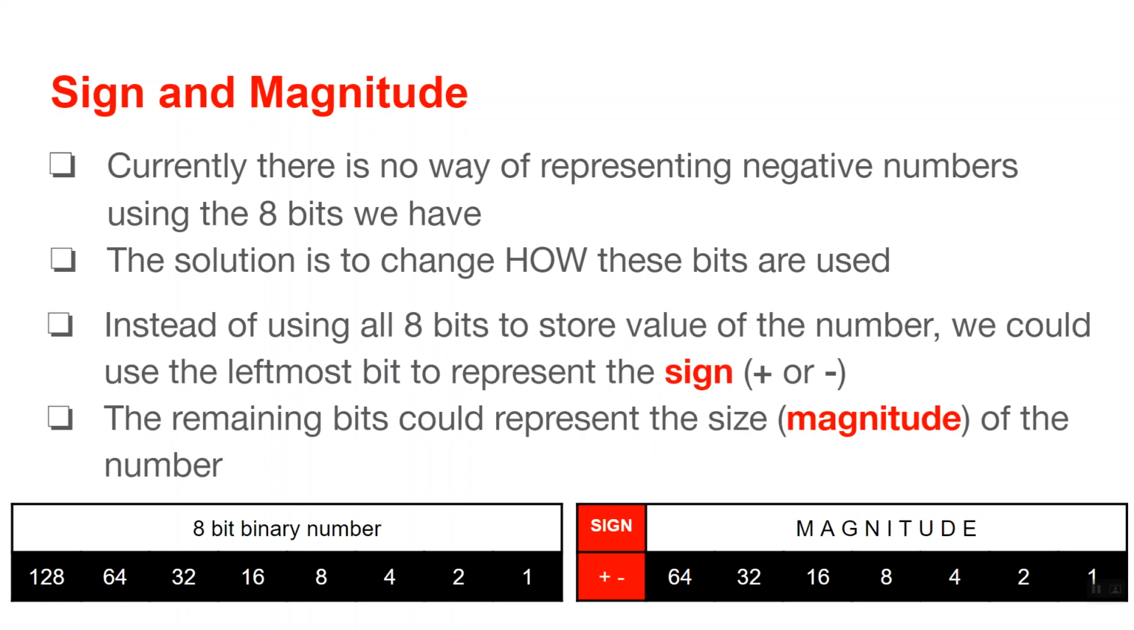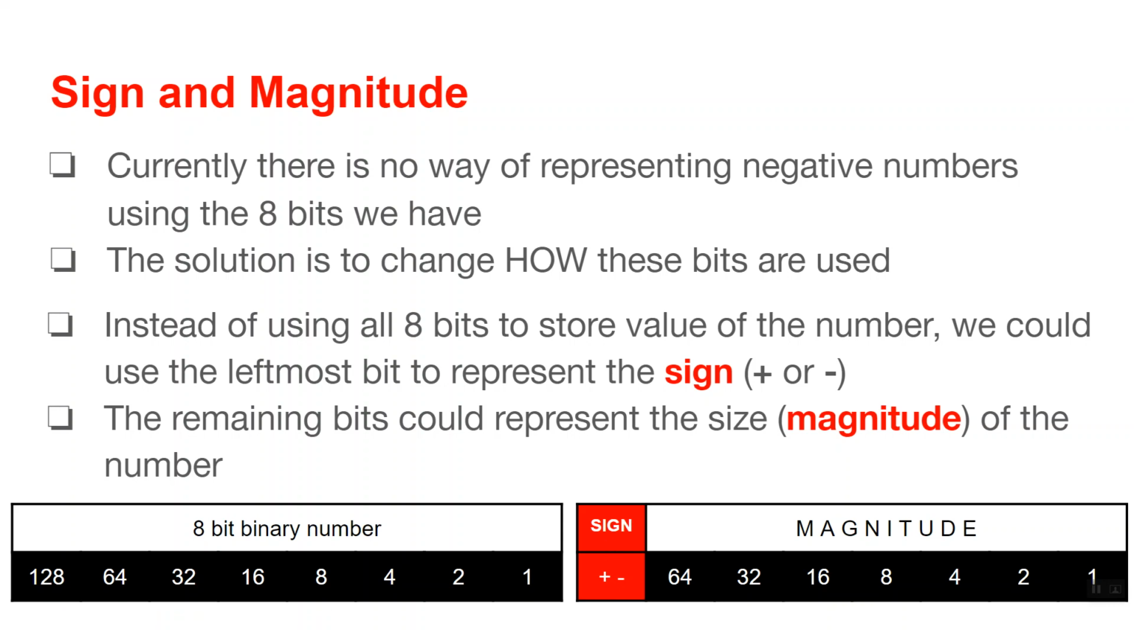So instead of representing the entire value of the number in all 8 bits, we're going to use the left-hand bit, what's called the most significant bit. We're going to use that bit to represent the sign of the number. So a number can either be positive or negative.